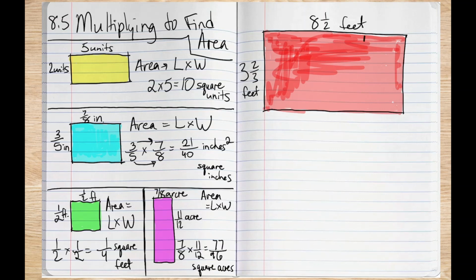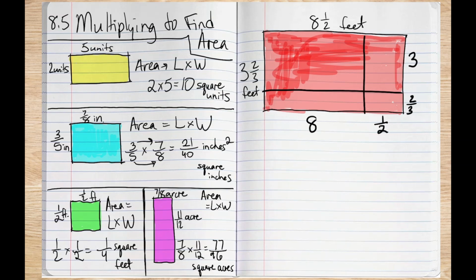I'm going to think about 8.5 as being 8 1/2. And then I'm going to think about 3 2/3 as being 3 and 2/3.